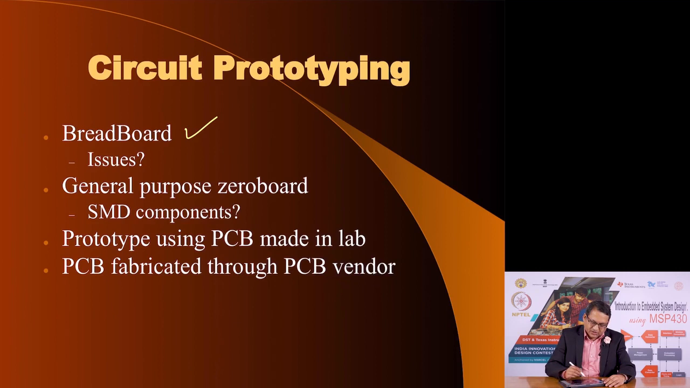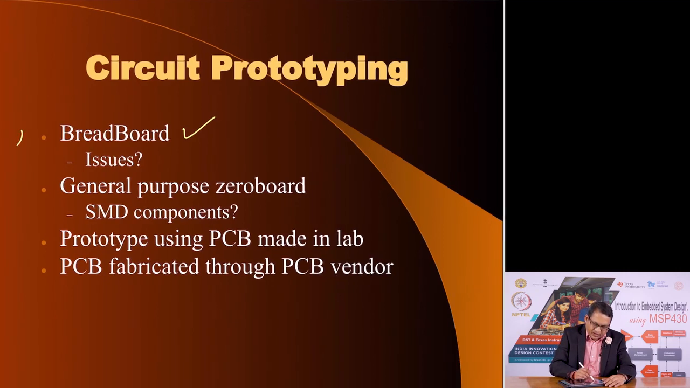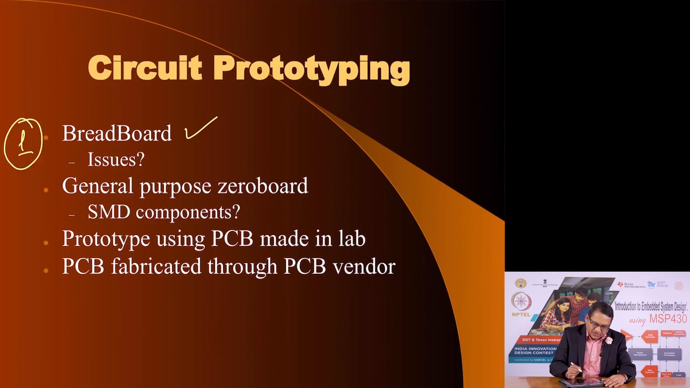So this is the first option, option number one, that you use a breadboard. The second option is a general purpose zero board, meaning a circuit board in which there are holes and under the circuit board there are copper pads on which you can solder things. We call them zero board. Again, this is very similar to the breadboard, and it may have issues for incorporating SMD components, and there are workarounds for that also.